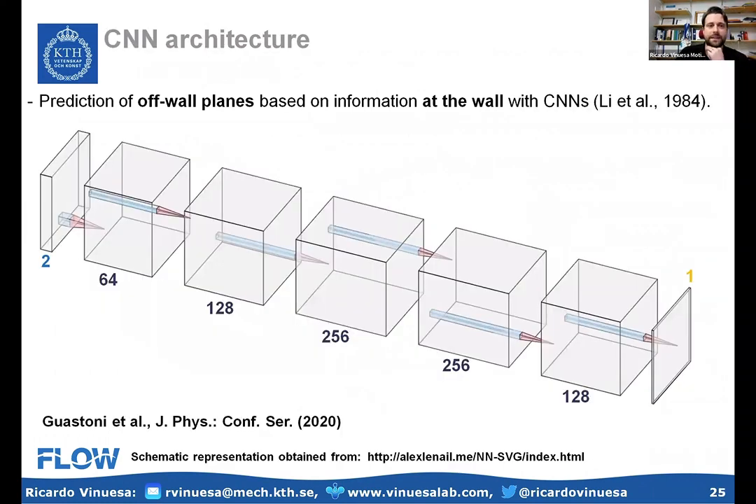What we have here is the convolutional neural network architecture that we're going to design. We have two planes as the inputs, the two wall shear stress components. We have a number of hidden layers, and in this case, the output is only one plane, which is the streamwise velocity fluctuations. All the results from this part can be found in this article by Guastoni and others.